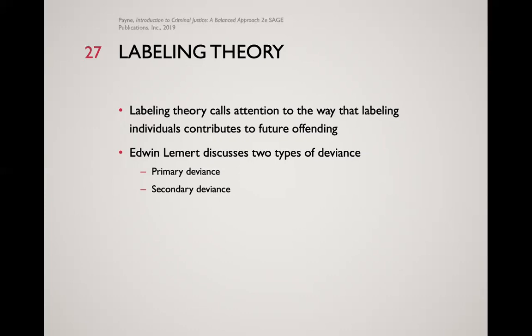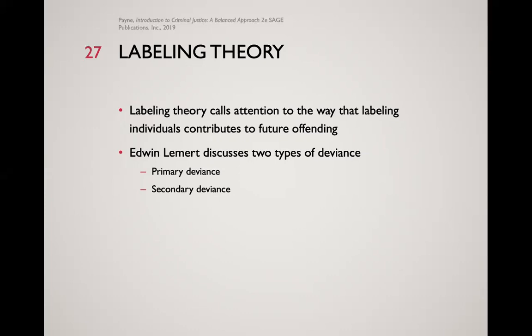And guess what? When I get out of prison, especially in America, when it's hard for criminals to get jobs and to create legitimate opportunities for themselves, I'm forced to commit what Lemert referred to as secondary deviance. So the deviance that happens after the label has been put on a criminal.